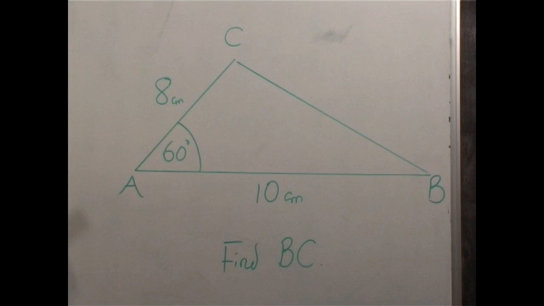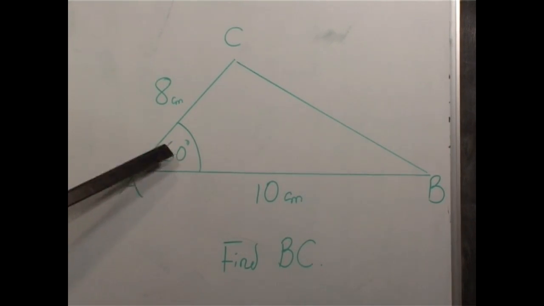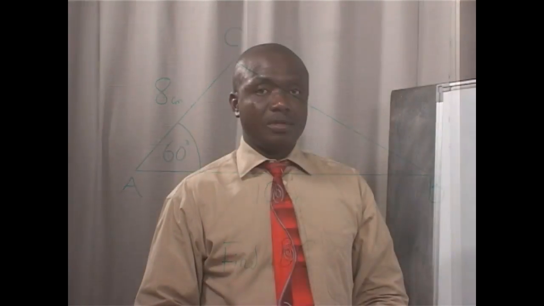Earlier on, I told you that the sine rule cannot be used in any given triangle. There are situations where the sine rule will fail to work. For instance, in this triangle ABC, in which AC is 8 centimeters, AB is 10 centimeters, and the angle at A is 60, and we are required to find the length of the side BC, it is not possible for us to use the sine rule. Let's just show that it is impossible.